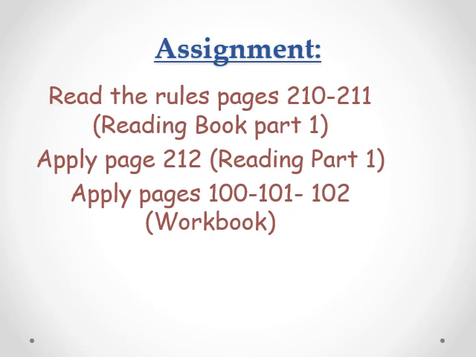So that was the lesson today, the lesson about present progressive tense, which is used in two cases: for actions happening at the moment of speaking and for current actions. You may read the rules, pages 210 to 211, for further clarification and to apply more.